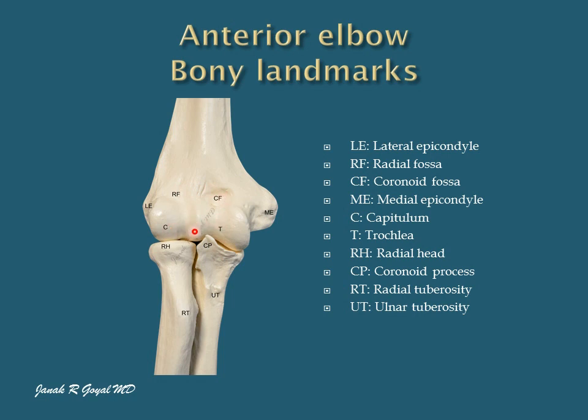Distal to the joint line, you see the head, neck, and tuberosity of the radius, and on the medial side, you see the coronoid process and tuberosity of the ulna.